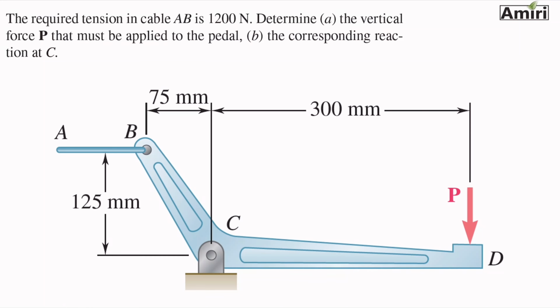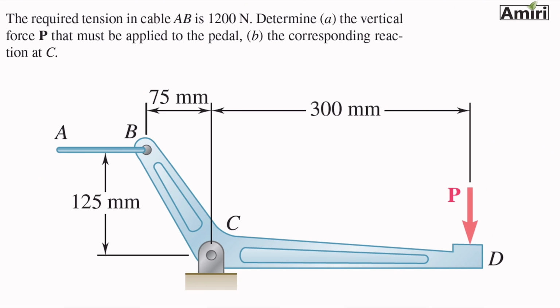Welcome back to another rigid body problem. The required tension in cable AB is 1200 newtons. Determine the vertical force P that must be applied to the pedal, and the corresponding reaction at pin C. All right, so it's a brake mechanism. You push P on the pedal, you create a tension in cable AB.